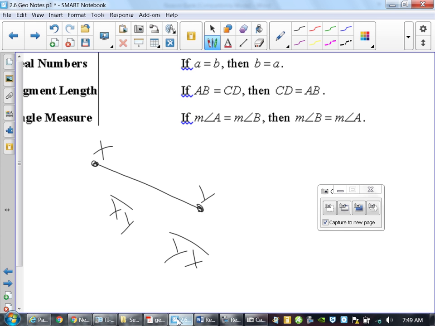Symmetric property allows you to write things forward and backwards. So when you see something that's been flipped on both sides of an equal sign like that, when they just rewrite it, that's the property. It's just the symmetric property. That's all.